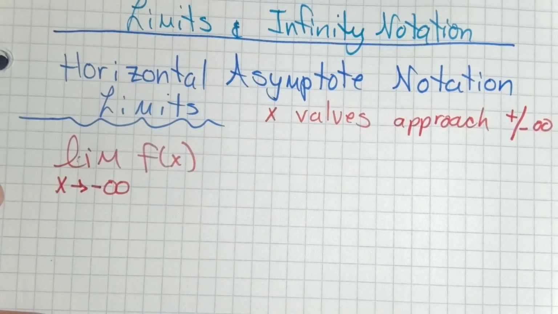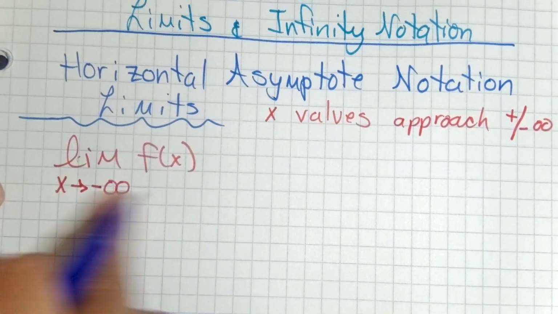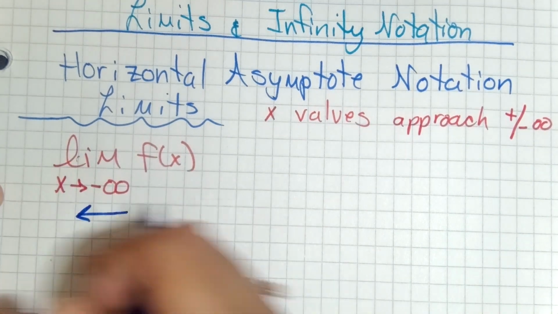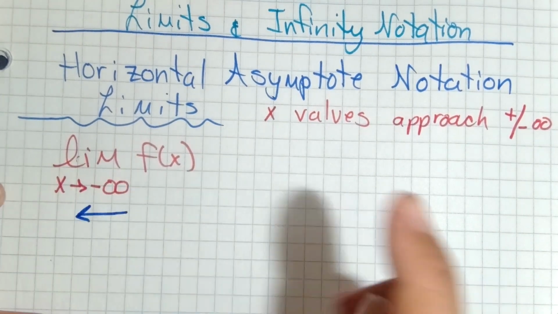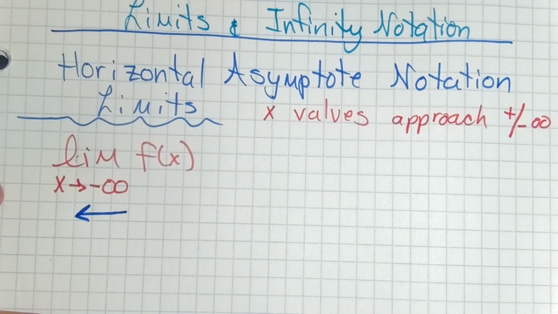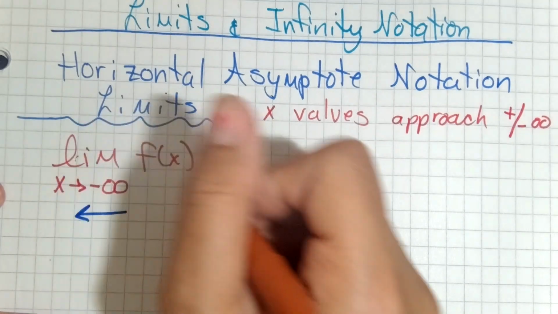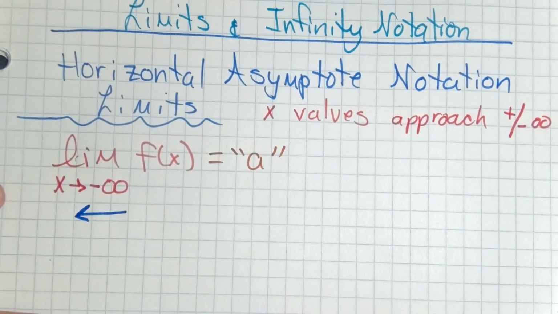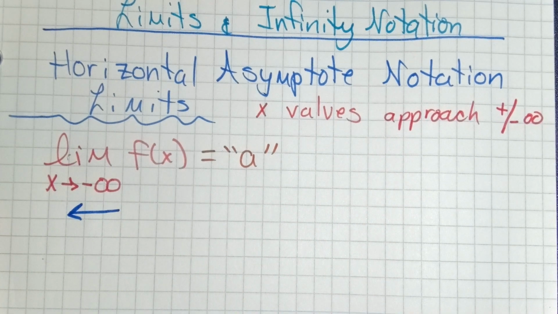That means we're going to look at what happens to the graph as your arrow goes to the left, the arrow of the graph. This will always be some number. It's always going to be some number. Always. 4, 5, pi, square root of 2.